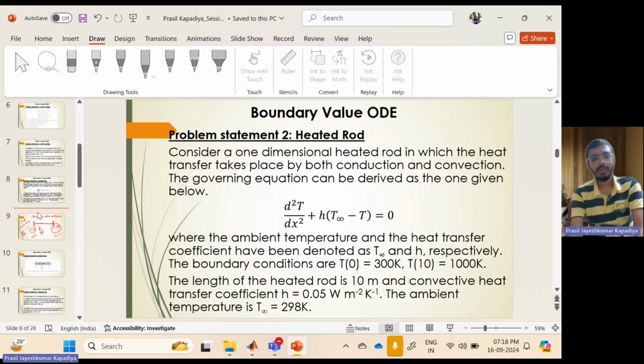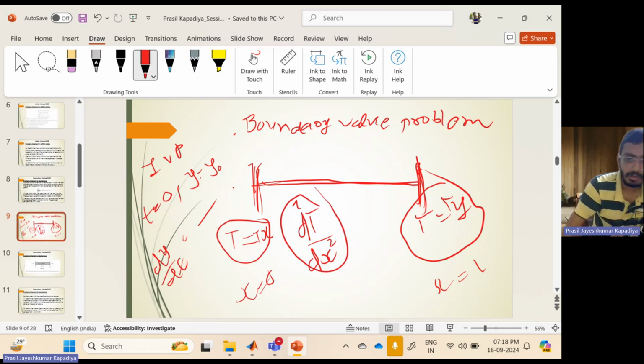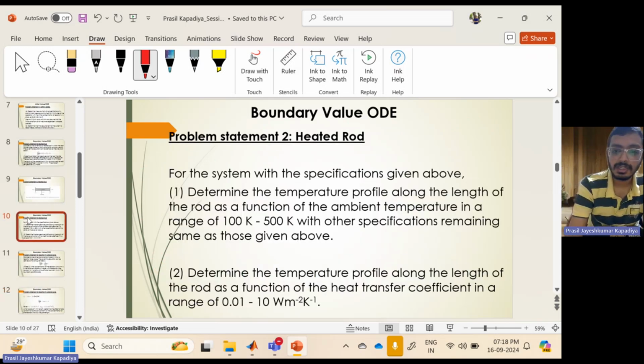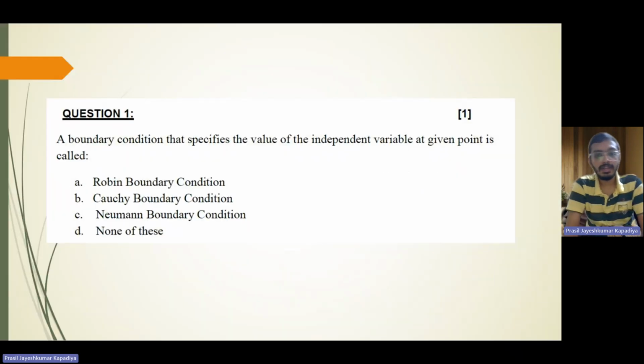Okay, so it is more complex than this, right? Because this is a second order differential equation and we don't know how to solve this kind of equation. So let's try to learn this, and I will be teaching this part through this previous year's assignment questions. The first question is: a boundary condition that specifies the value of the independent variable at a given point is called which boundary condition?